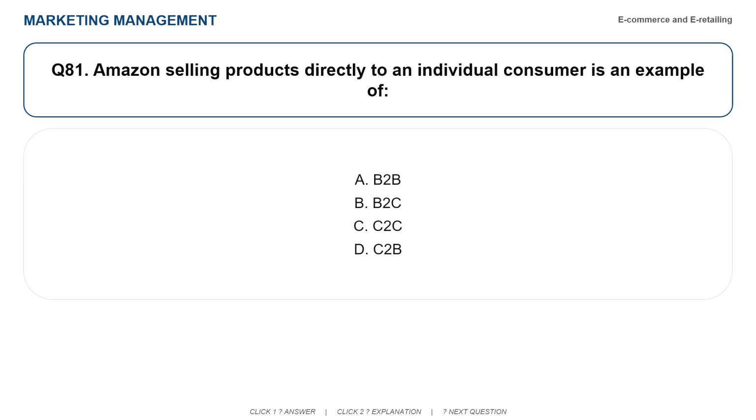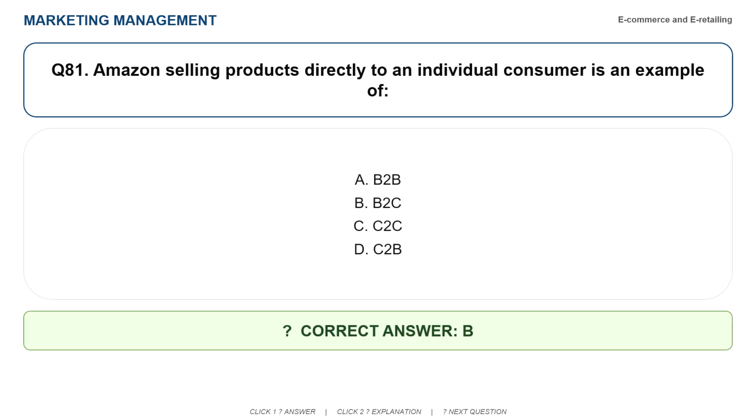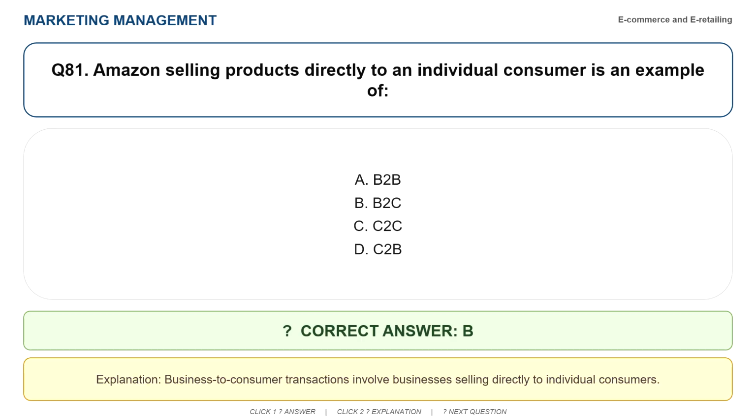Question 81. Amazon selling products directly to an individual consumer is an example of. Option A. B2B. Option B. B2C. Option C. C2C. Option D. C2B. The correct answer is B. Explanation. Business-to-consumer transactions involve businesses selling directly to individual consumers.